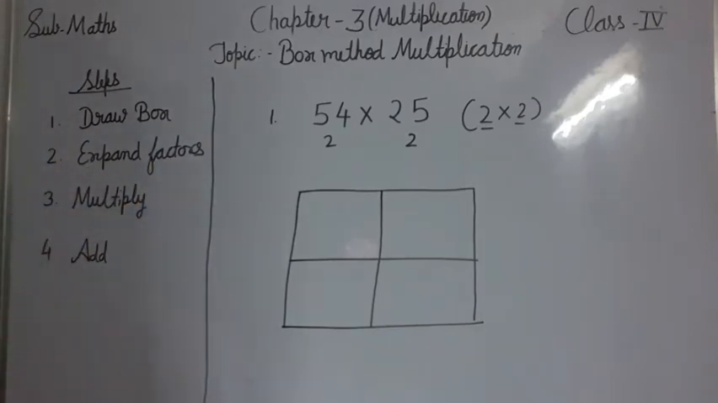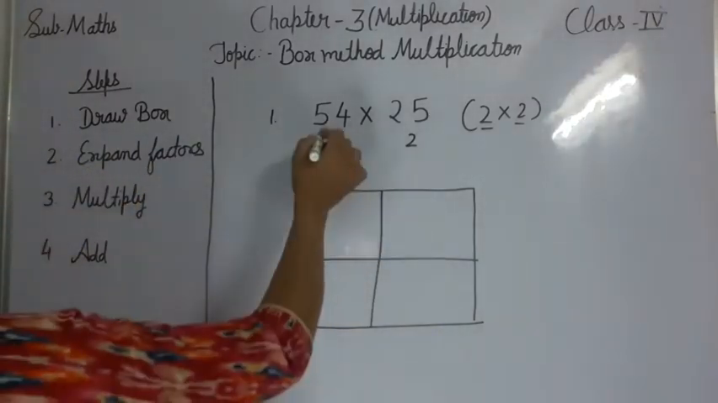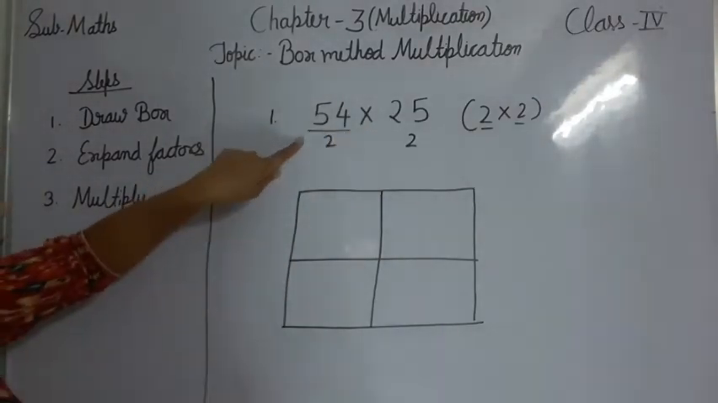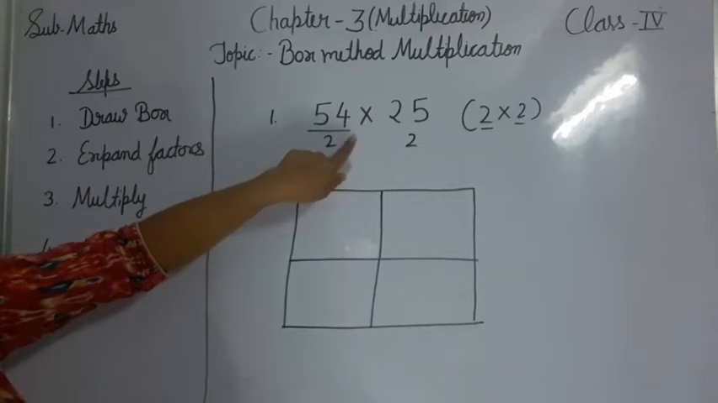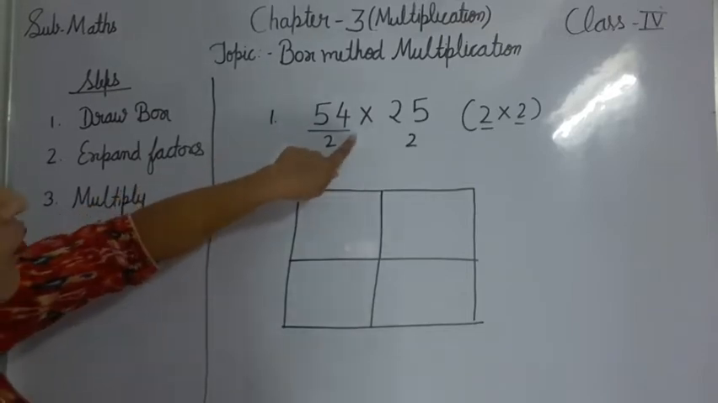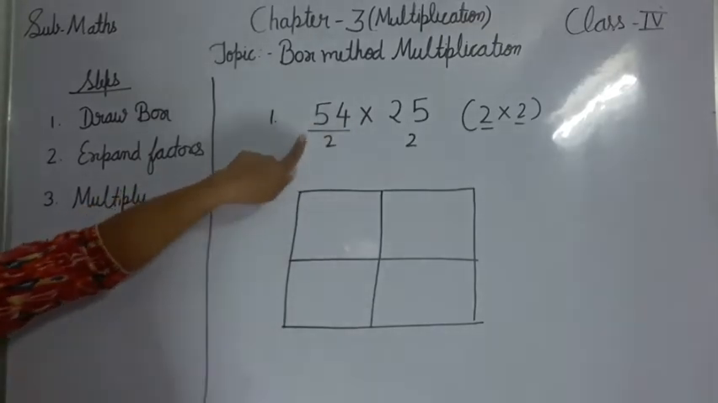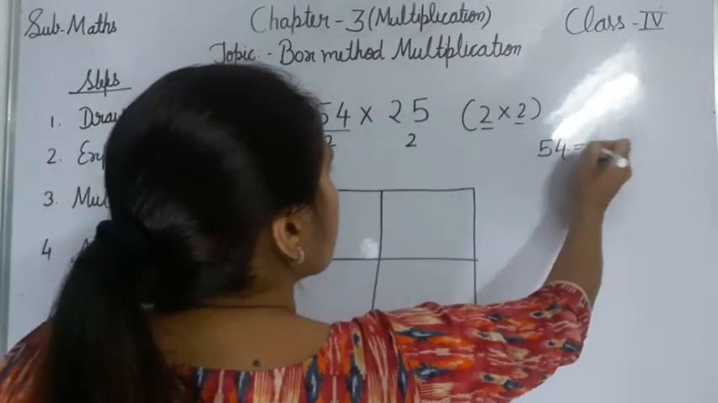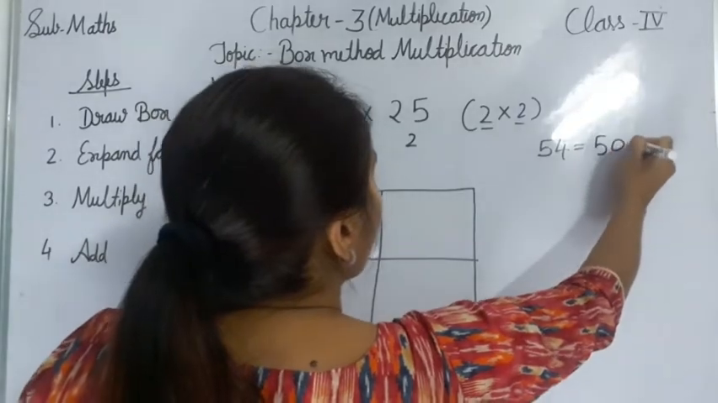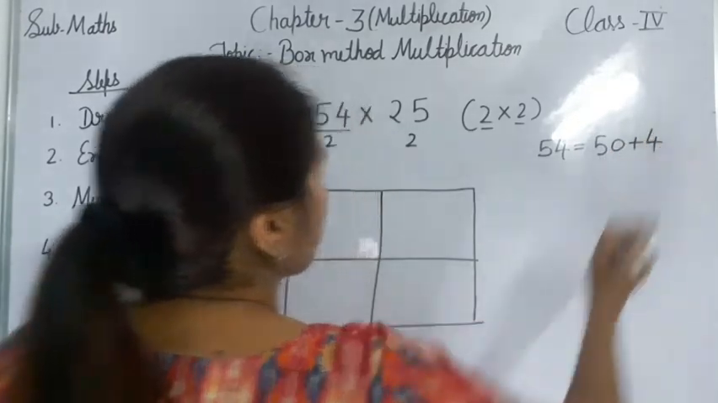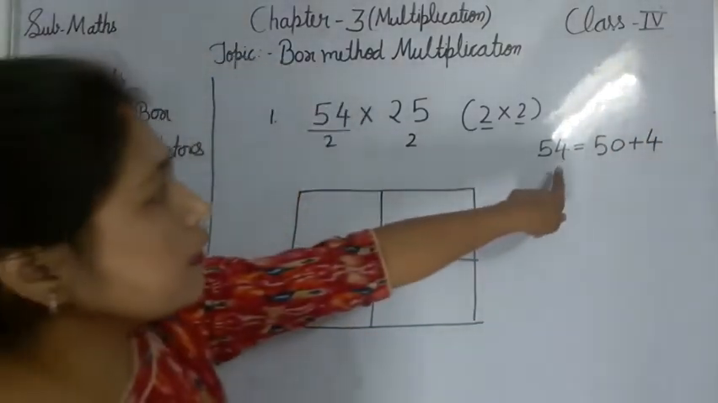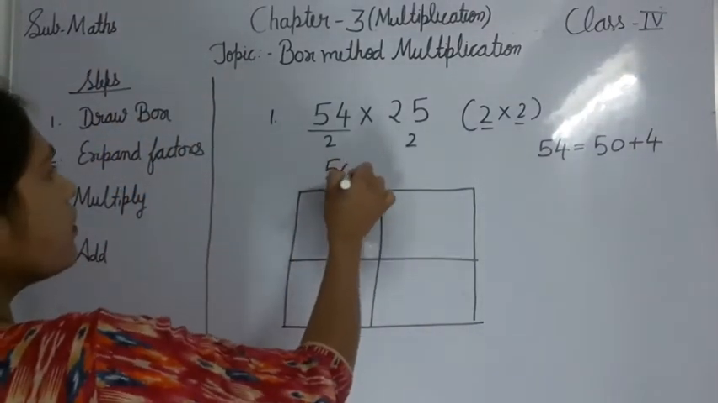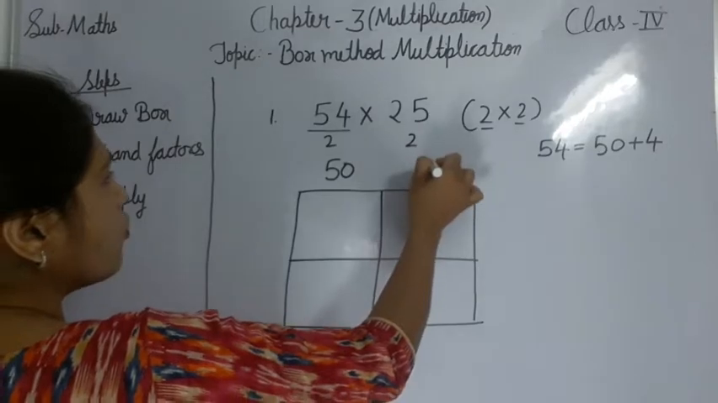Expanded factors. Expanded factors means we have to write the number in expanded form. What is the first number? 54. What is the expanded form of 54 if I am writing here? The expanded form of 54 is 50 plus 4. Yes, this is the expanded form of 54. So here I will write 50 and here I will write 4.